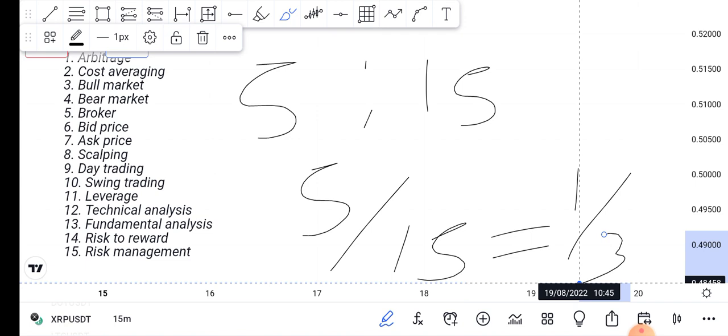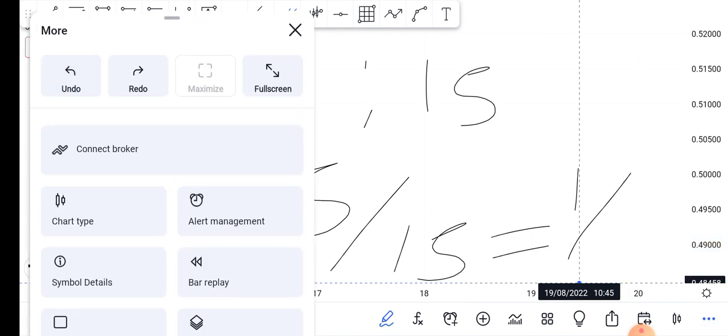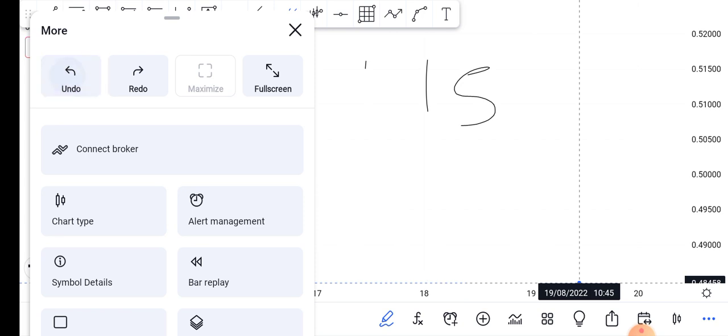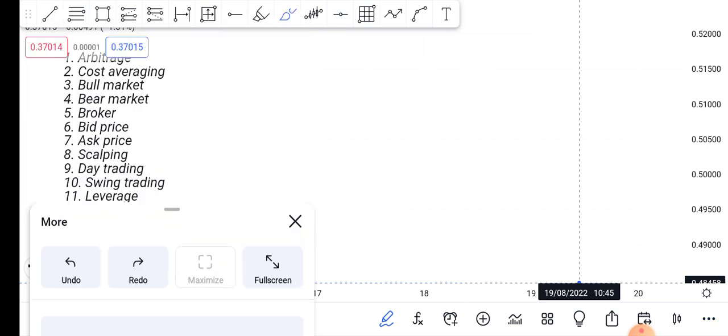Now, it depends on the particular strategy you are using as a trader that can determine your target risk to reward. So you can have a risk to reward higher than this, sometimes 1 to 10, sometimes 1 to 20, depending on the strategy you use. Okay, so let's move on.